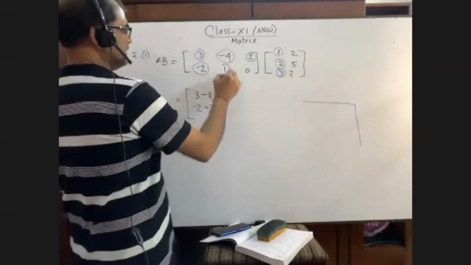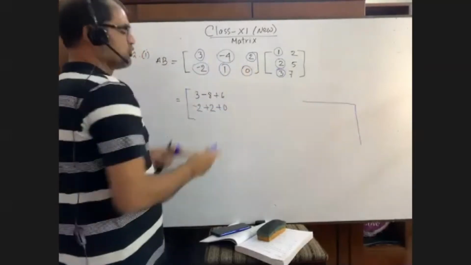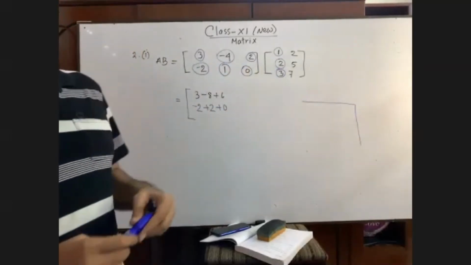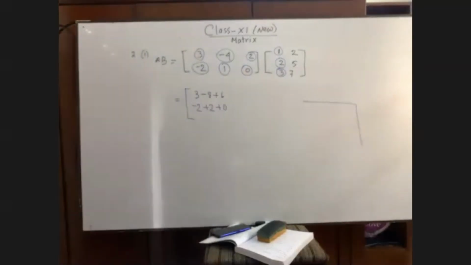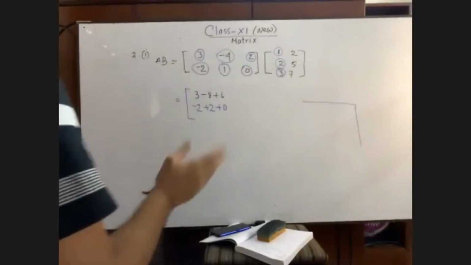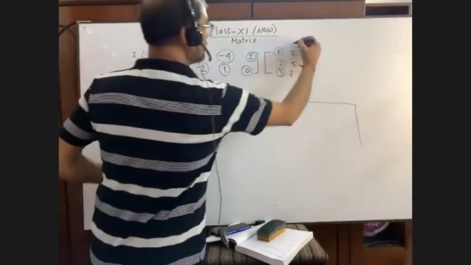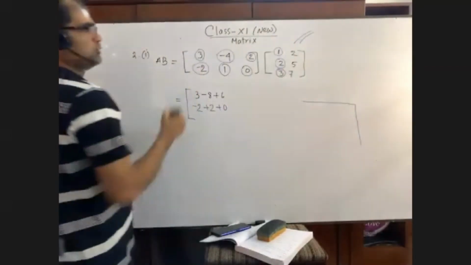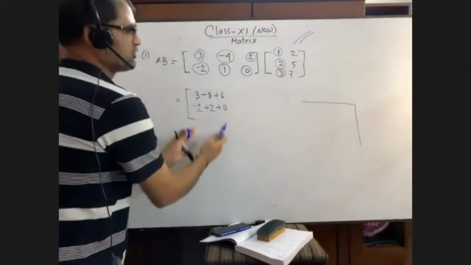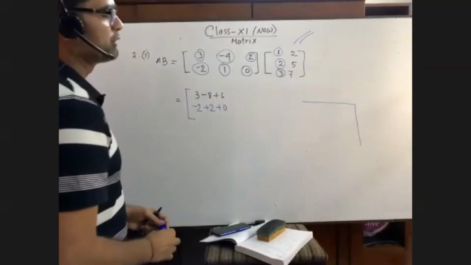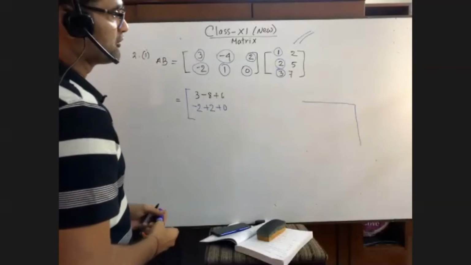Actually, we have done this part. The first column of the new matrix has been found. Now we have to go to the second column. You see how to go to the second column. This is the first column of the new matrix. Now we are going to the second column of the new matrix.